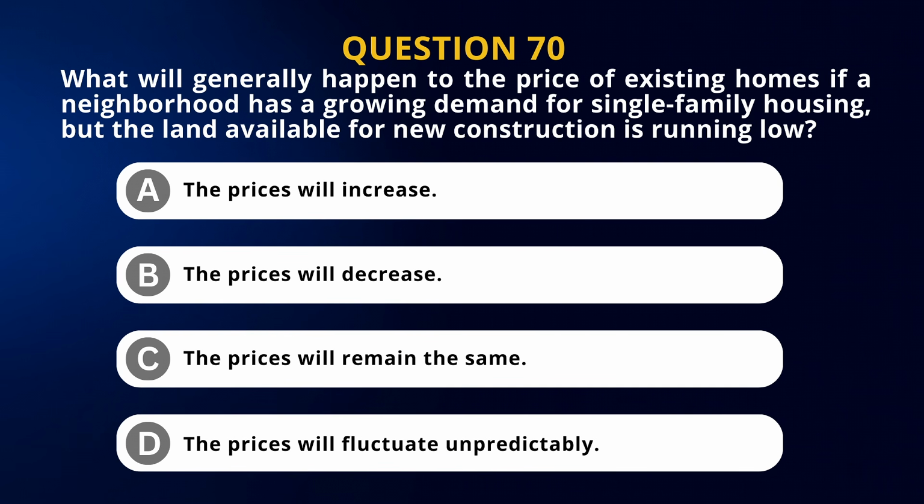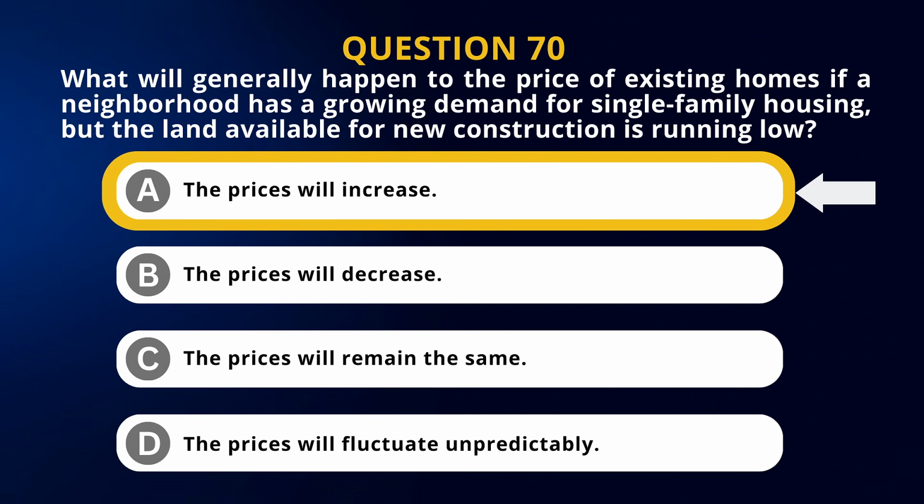Question number 70. What will generally happen to the price of existing homes if a neighborhood has a growing demand for single-family housing, but the land available for new construction is running low? Letter A, the prices will increase. Letter B, the prices will decrease. Letter C, the prices will remain the same. Letter D, the prices will fluctuate unpredictably. And the answer? Letter A, the prices will increase.